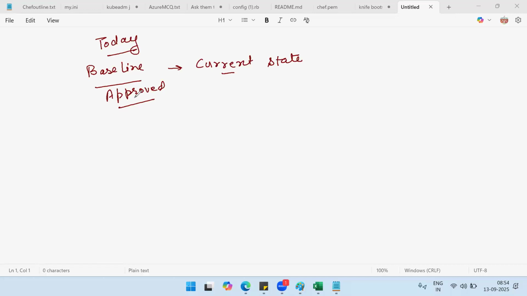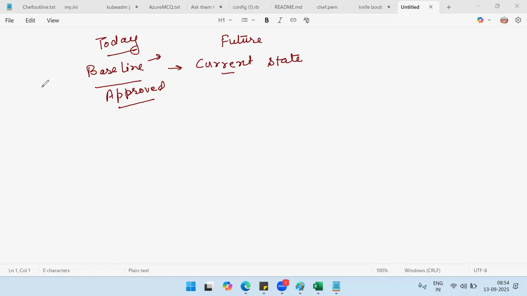So now you can decide the future of your architecture on the basis of this baseline state. Baseline is basically defined as what we are having today, how the current state is acting, so that you can decide the future of this application, which requires changes or which requires removing some component.